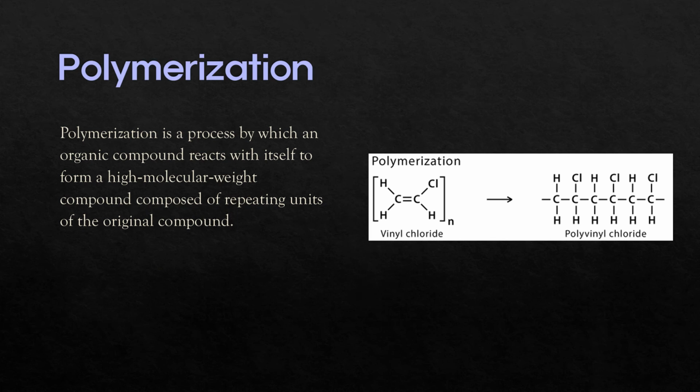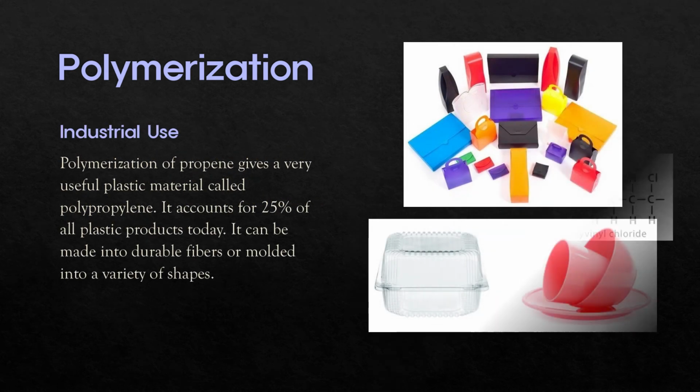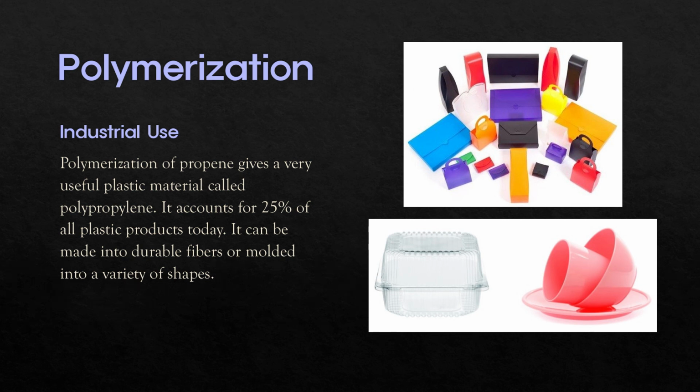The next one is polymerization. Polymerization is a process by which an organic compound reacts with itself to form a high molecular weight compound composed of repeating units of the original compound. Polymerization's industrial use gives a very useful plastic material called polypropylene. It accounts for 25% of all plastic products today. It can be made into durable fibers or molded into a variety of shapes.